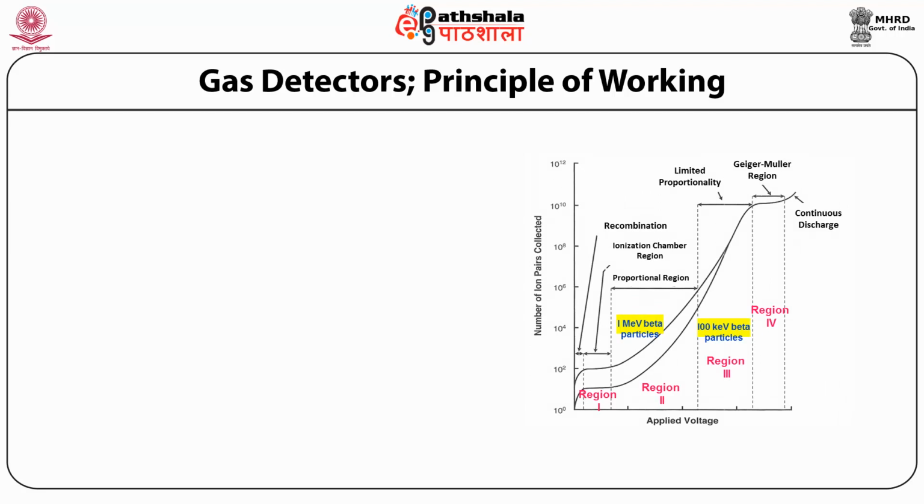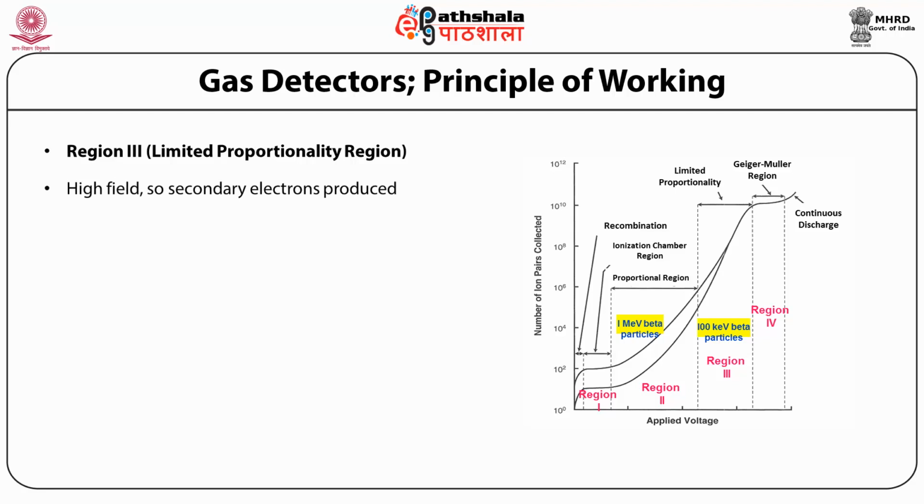Then we come to region 3, which is called the limited proportionality region. In this region, the voltage is much higher compared to the proportional region. Since a high electric field exists between the electrodes in the detector, secondary electrons are produced. It means the primary electron ion pairs are created by the radiation. These primary electrons, when moving towards the positive charge anode in the detector, gain sufficient energy to create further ionization.